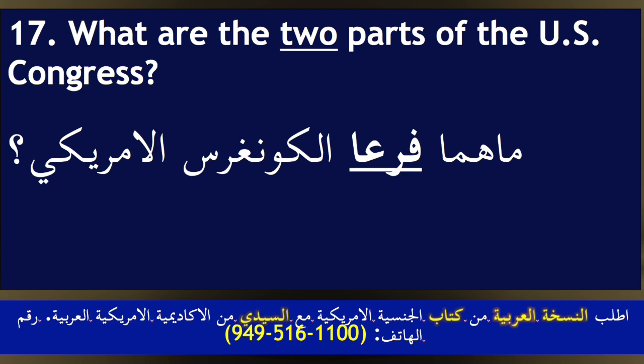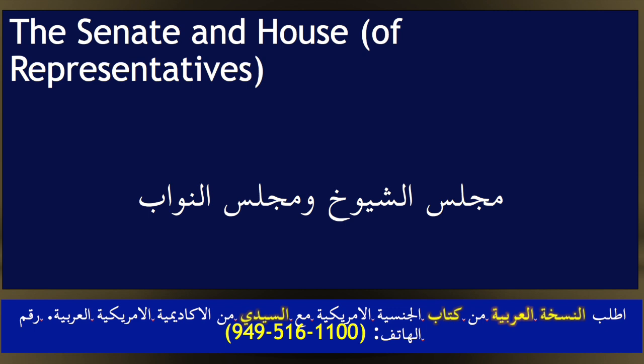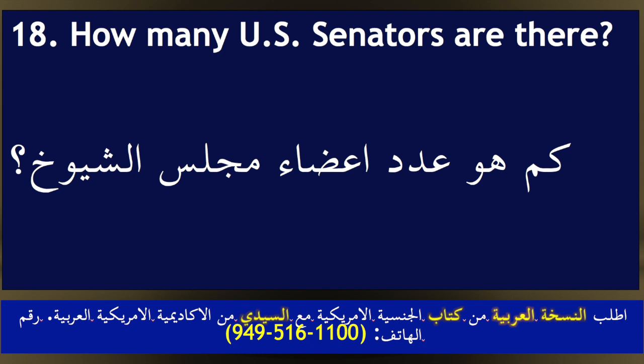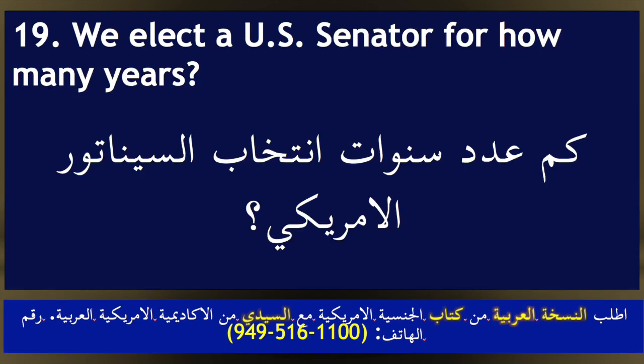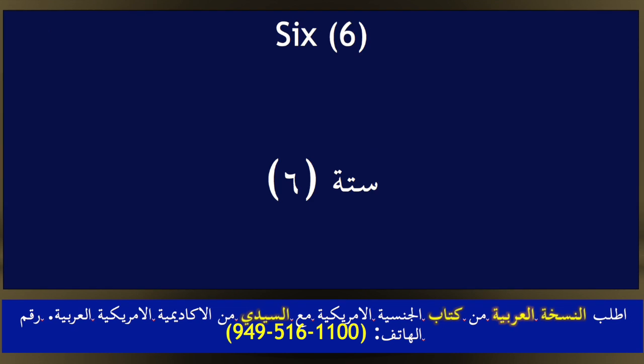Question seventeen: What are the two parts of the US Congress? The Senate and House of Representatives. Question eighteen: How many US senators are there? 100. Question nineteen: We elect a US senator for how many years? 6.